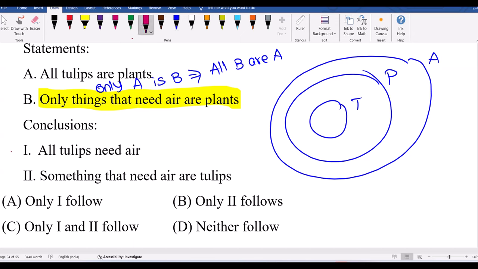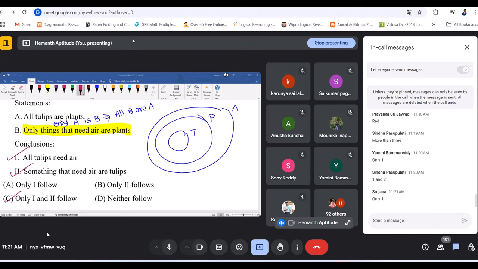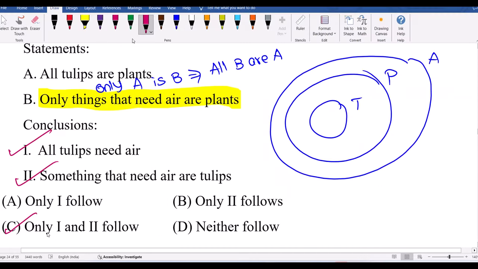Yes. Something that needs air are tulips. Yes. Both follow. Only one and two. In fact, that's nothing but both follow. If one follows, automatically two will follow, right? Yamini, Sujana, when one is true, definitely two will follow. When all is there, reverse is some. So when one is true, then definitely two will be true.